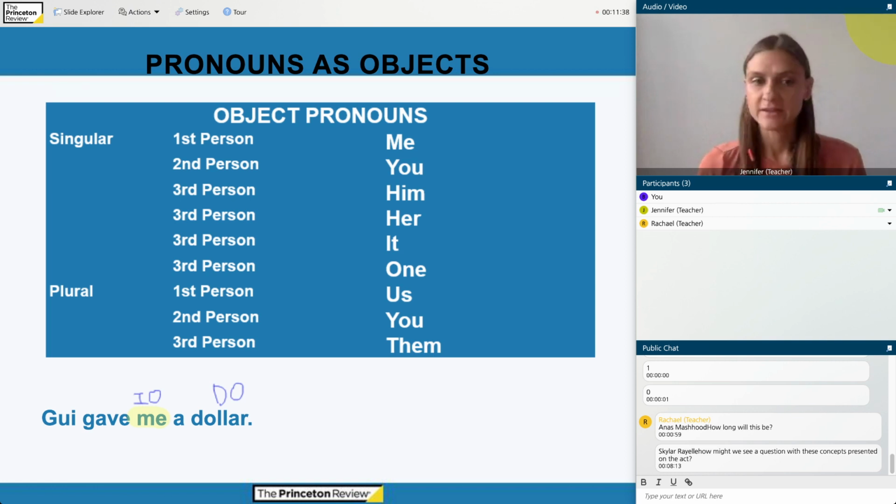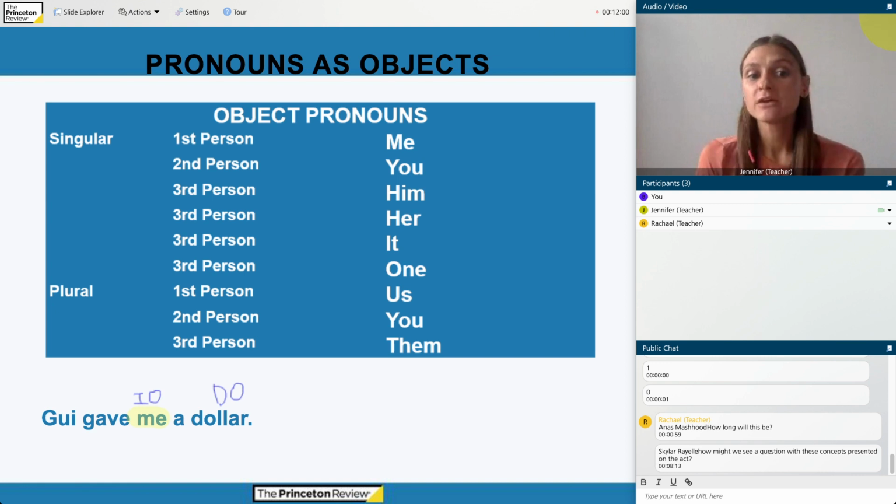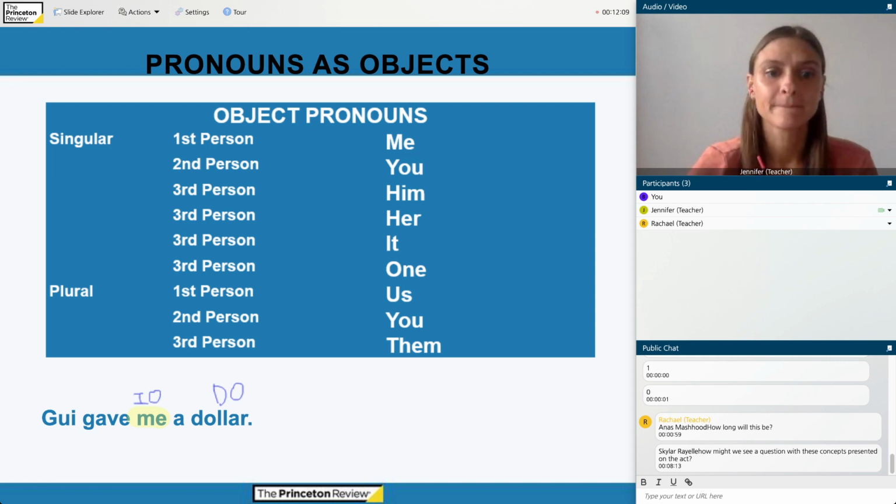You might see something like Guy gave Jared and I $1, or Guy gave Jared and me $1. That's the kind of thing you might see tested on the ACT or SAT. So is it me or I? Guy gave Jared and me, Jared and I. It would be and me, because in this case, it's the object. It's coming after the verb, before the dollar thing. So let's write this down here.